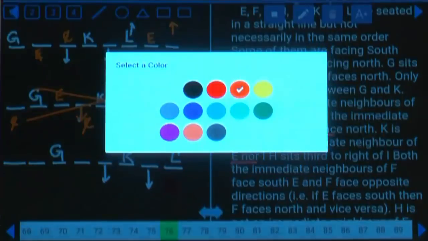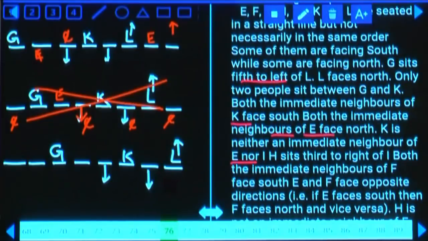Finally we are left with only the third case. Second case is completely ruled out. Then coming to this E. Now E cannot be at this place, isn't it? And E cannot be in these 2 places as well. Why? Because E is not an immediate neighbor of K.